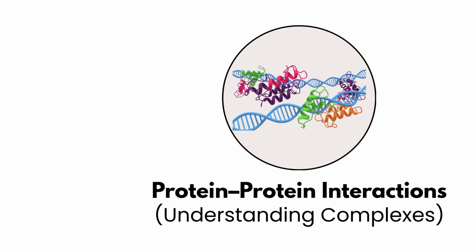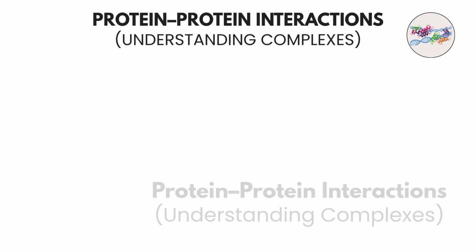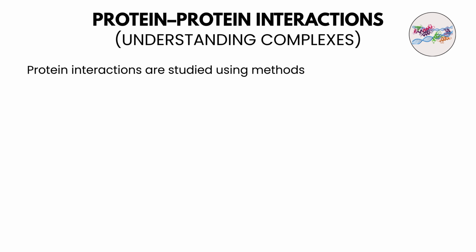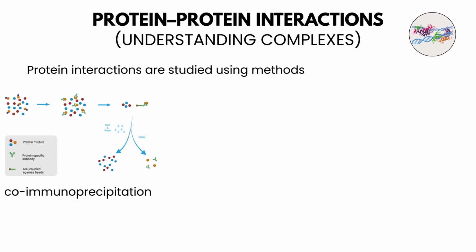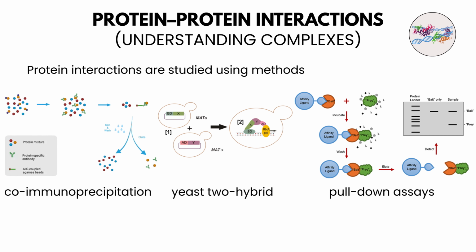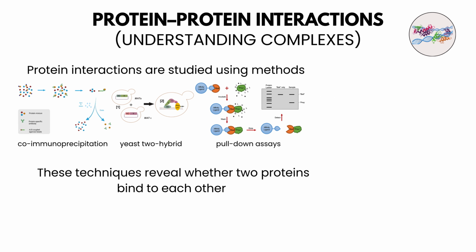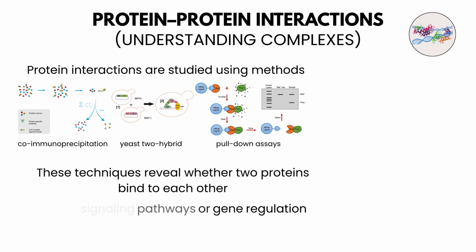Protein-protein interactions, understanding complexes. Protein interactions are studied using methods like co-immunoprecipitation, yeast two-hybrid, and pull-down assays. These techniques reveal whether two proteins bind to each other, a detail often tied to signaling pathways or gene regulation. When a passage mentions binding partners, it's testing interaction techniques.